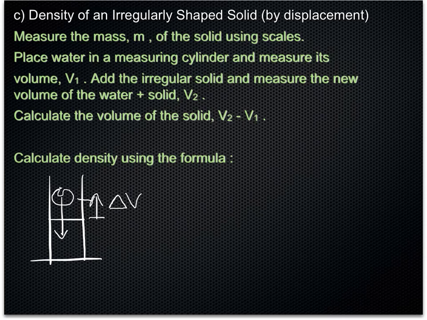So we can subtract the two volumes on the measuring cylinder, V2 take away V1 to find the delta V, and that of course can then be used in the formula. We can measure the mass of the irregularly shaped solid just as before using electronic scales. So once again we use this equation to find the density.